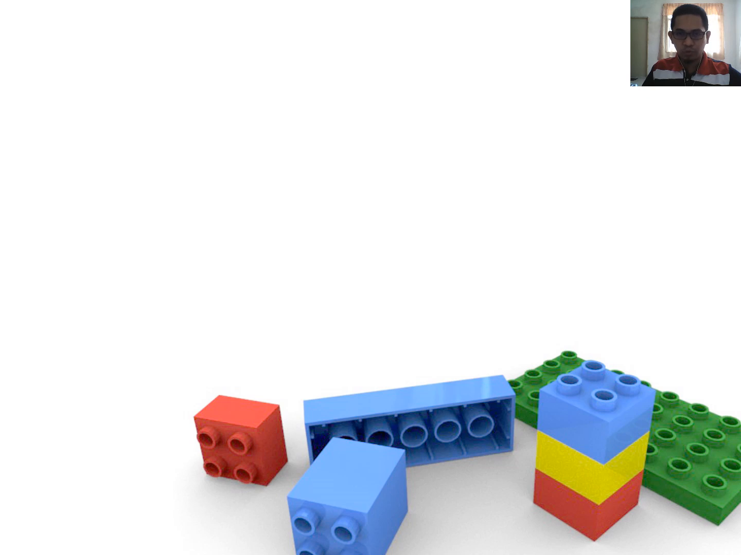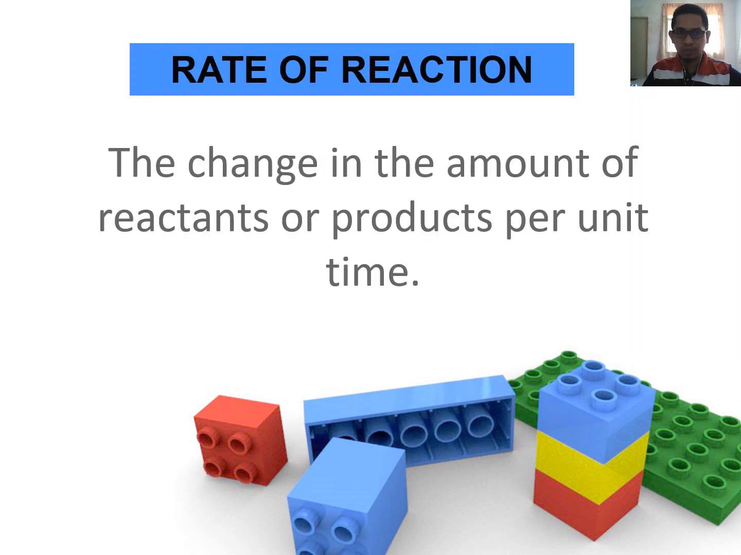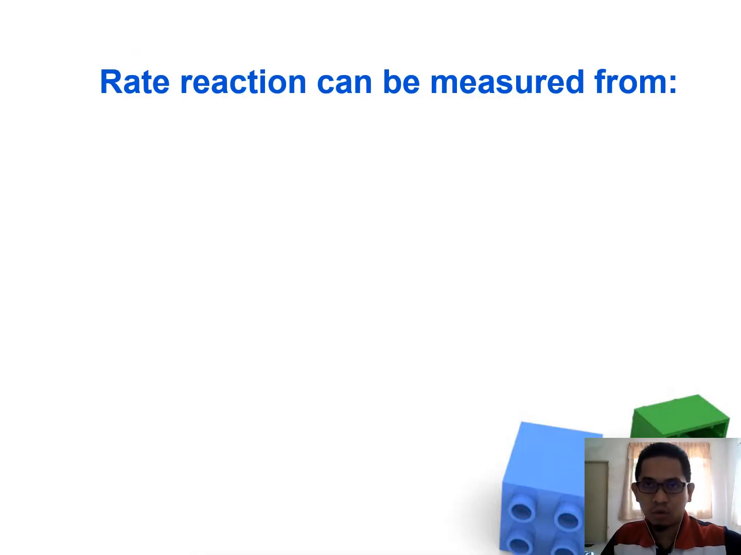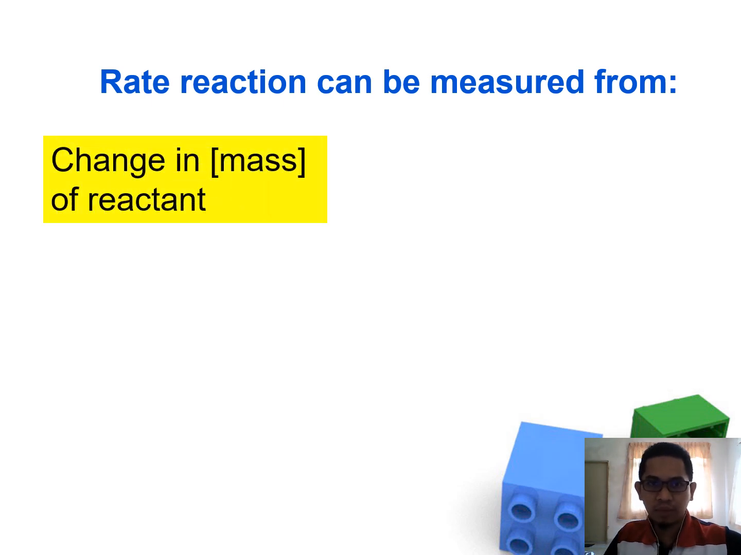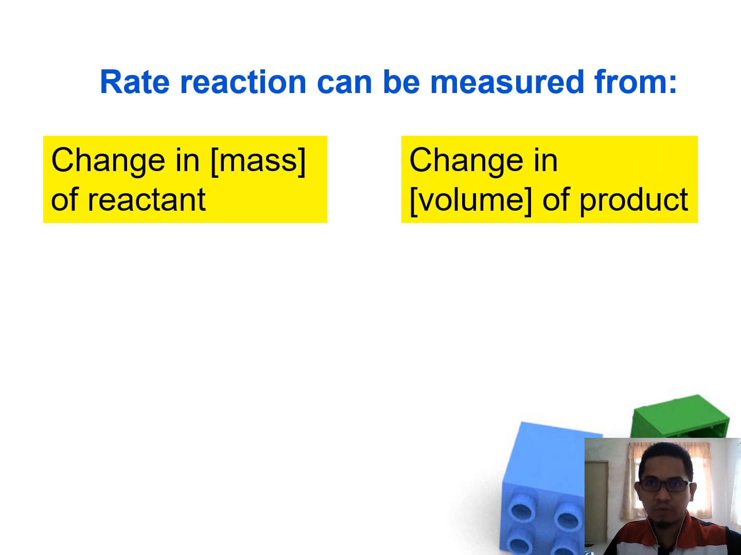In this video, we will recap rate of reaction. Rate of reaction is the change in the amount of reactant or product per unit time. Rate of reaction can be measured from the change in mass of reactant or the change in volume of product. The change in reactant or product depends on the suitability of the reaction.